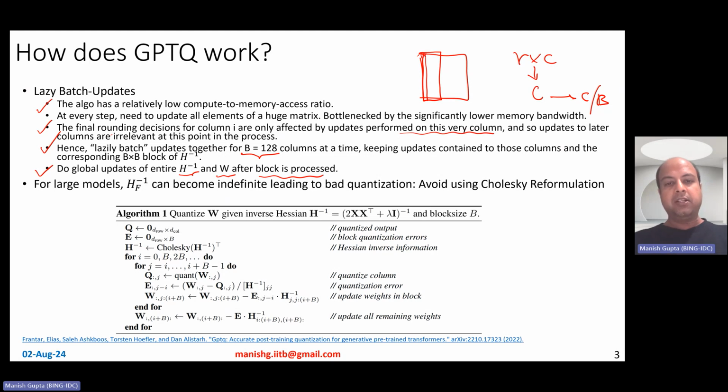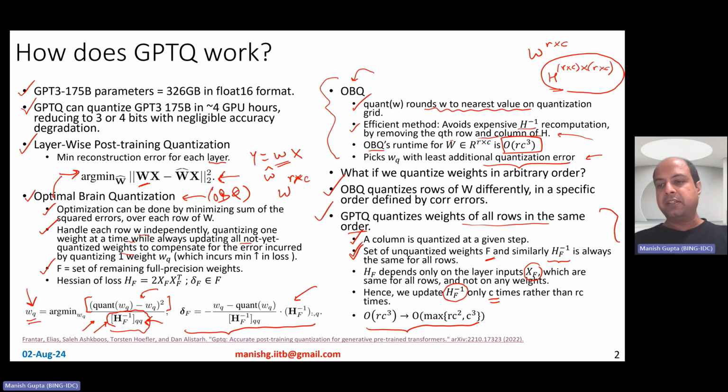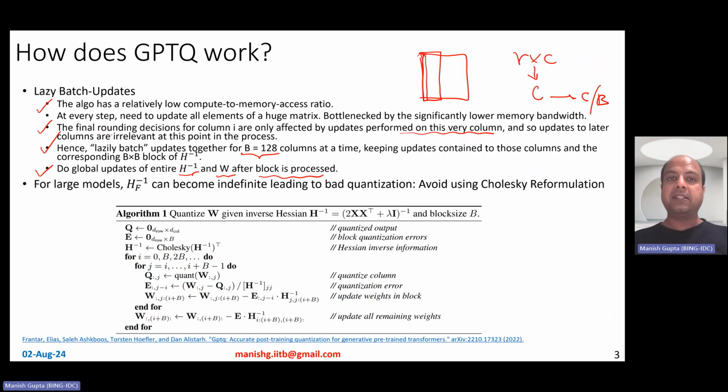So that's the overall algorithm. I already talked about the first optimization: GPTQ does the Hessian updates only C times rather than R into C times. Second, it does lazy batch updates, so it doesn't even do C times. Basically, it does a batch of columns together.